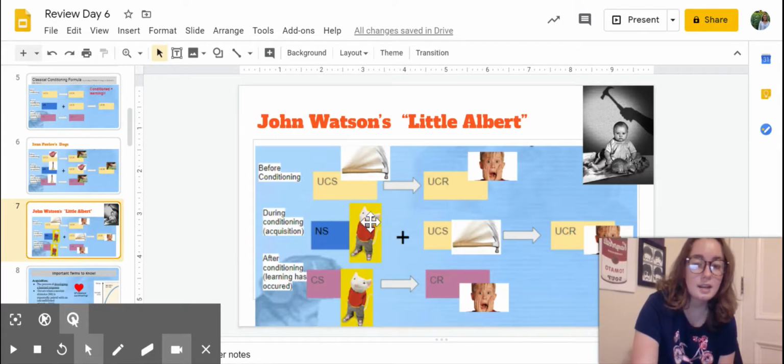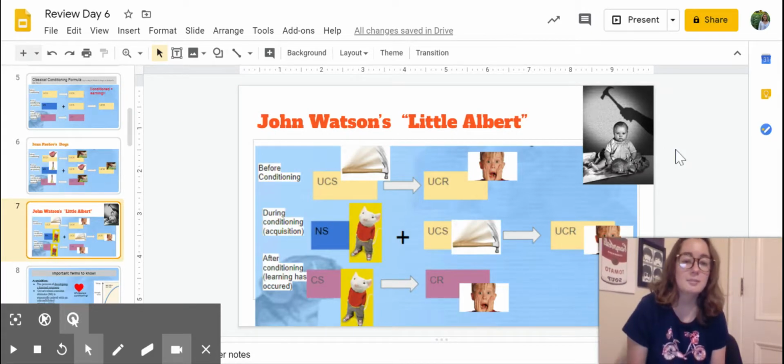And then we put our little white rat, Stuart Little. So the white rat alone wouldn't cause Little Albert to be afraid. It's just a neutral stimulus. He's cool, he's chill with the little rat.